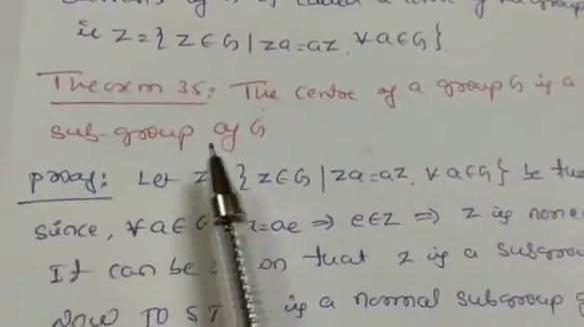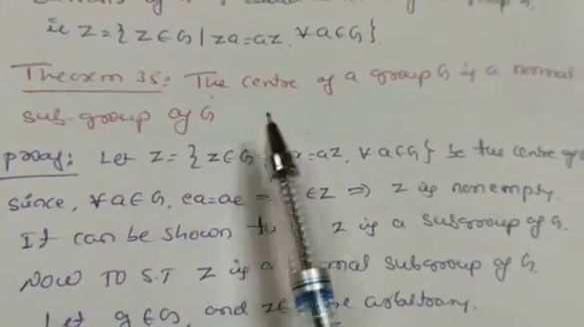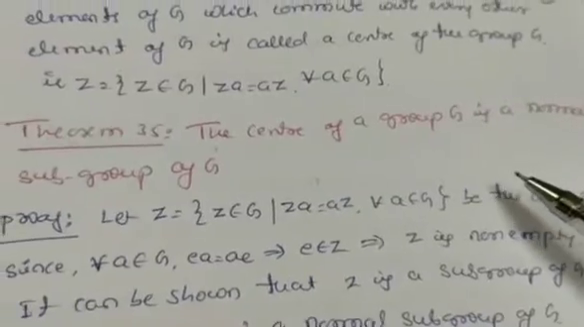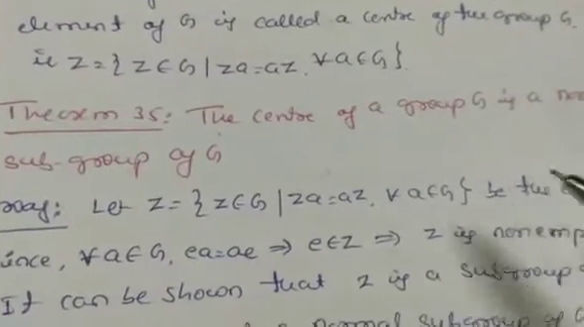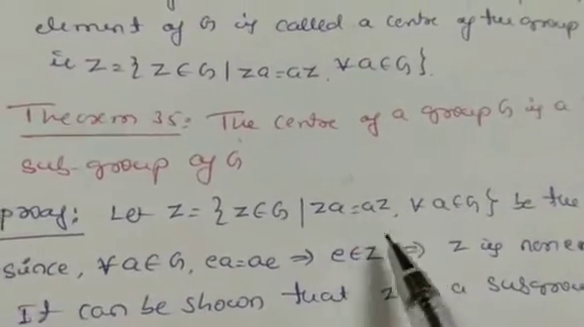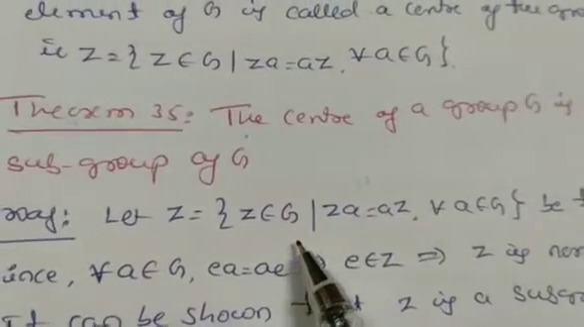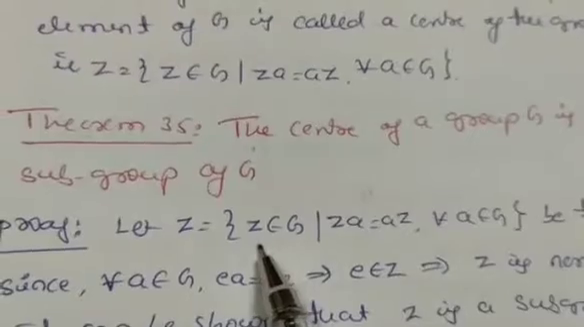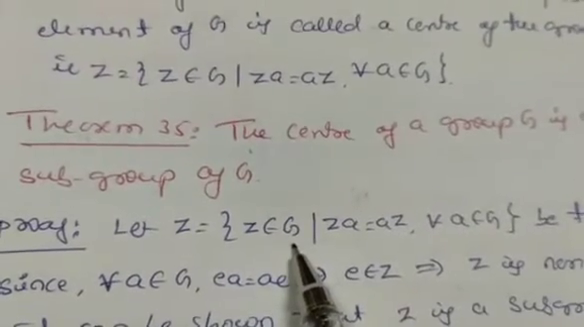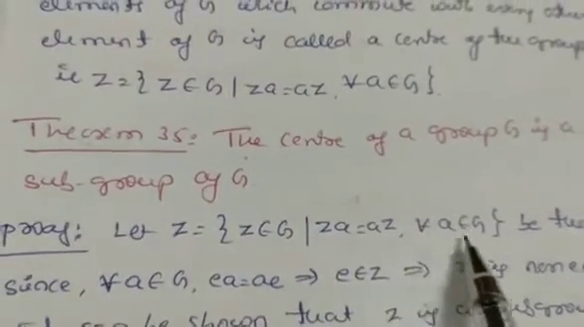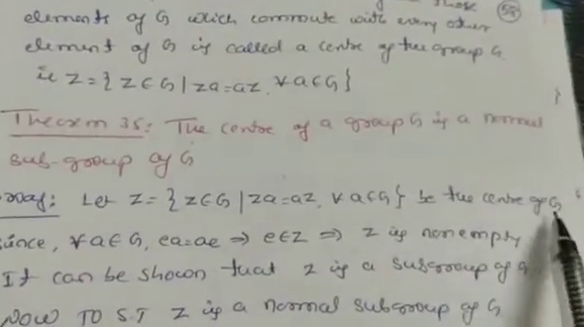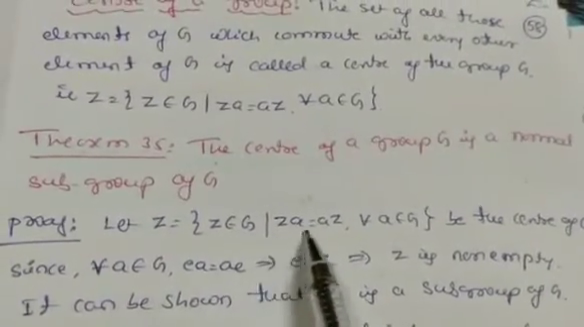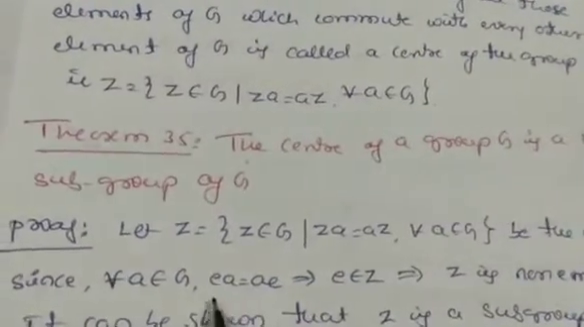Take one theorem on this. The statement of this theorem: the center of a group G is a normal subgroup of G. We have to prove that this is a normal subgroup of G. First you have to take the center of a group G and prove that it is a normal subgroup. Let Z = {z belongs to G such that za = az for all a belongs to G} be the center of a group G, because all the elements of Z commute with every element of G.